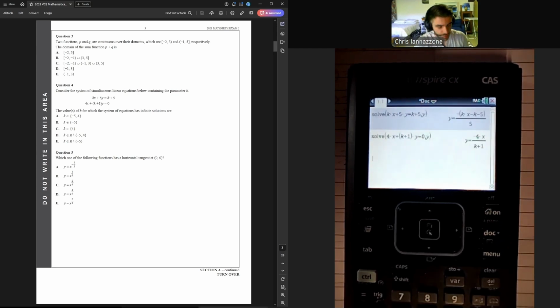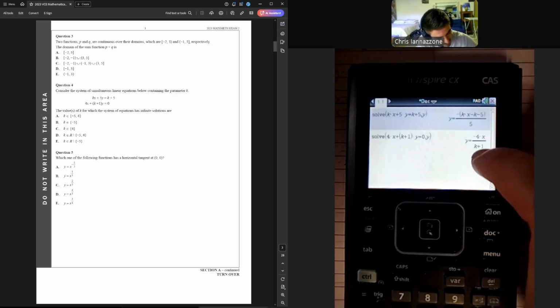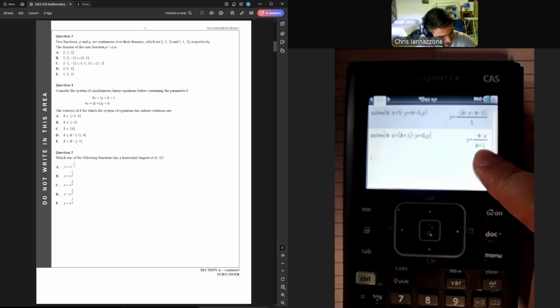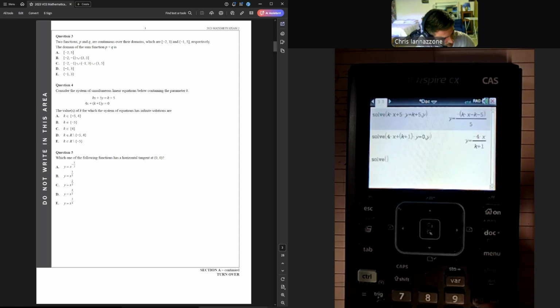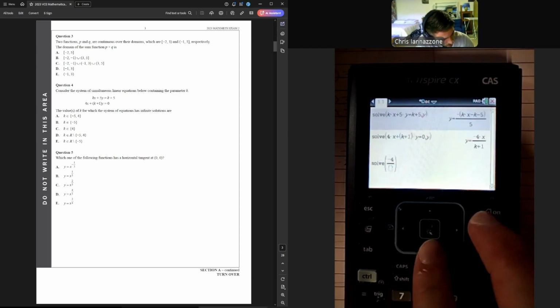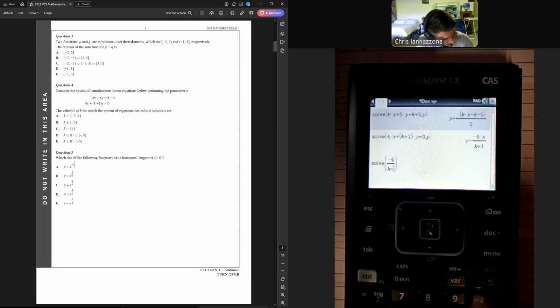So we now have two equations that are rearranged in y equals mx plus c form. So if we want the same gradient, then what we would want to do is look at both of these equations and figure out, well, what are the gradient terms? The first one is here, right? -4 over k plus 1. That's our first gradient term. So we'll put that in there, -4 over k plus 1.